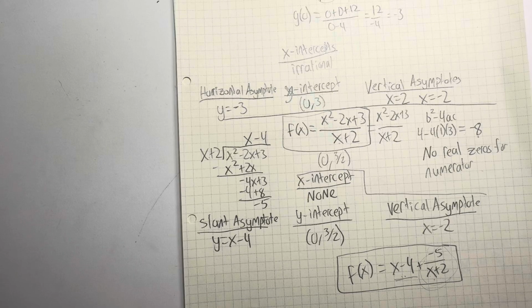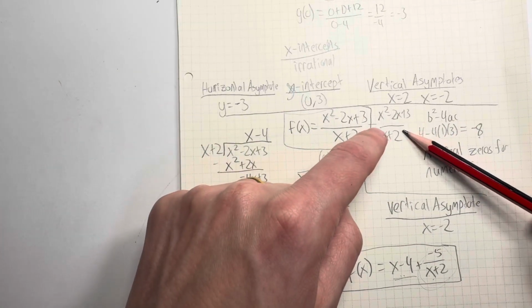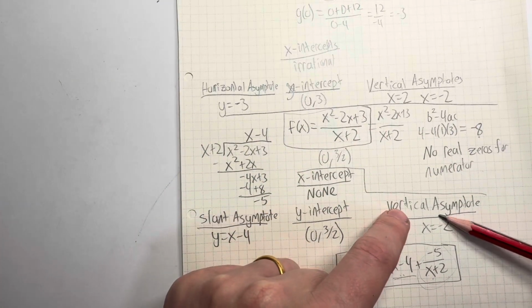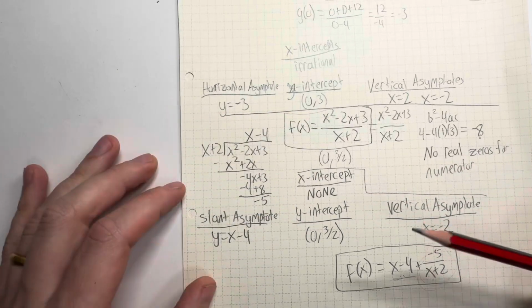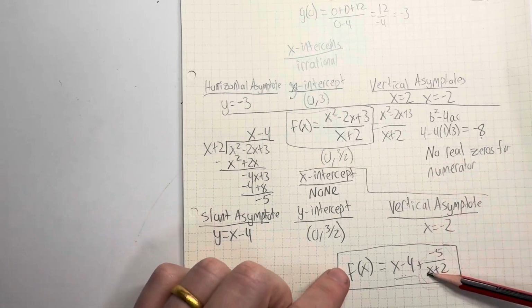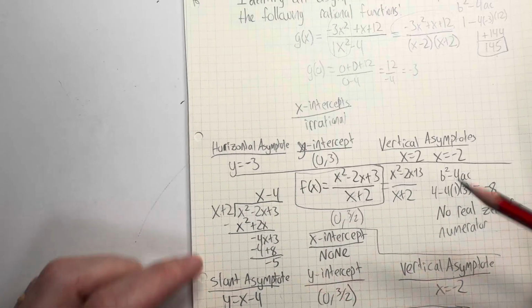So there we have it. Asymptotes and intercepts of a rational function. The factored form, this is already factored, tells us our vertical asymptote. The standard form is helpful for finding the y-intercept. And the fraction form from division helps us find our slant or horizontal asymptote.